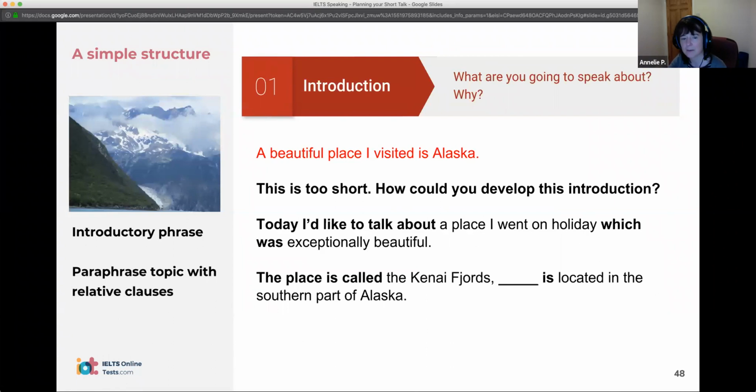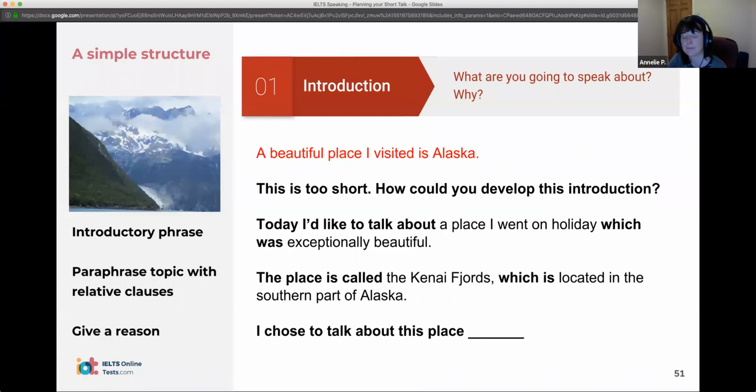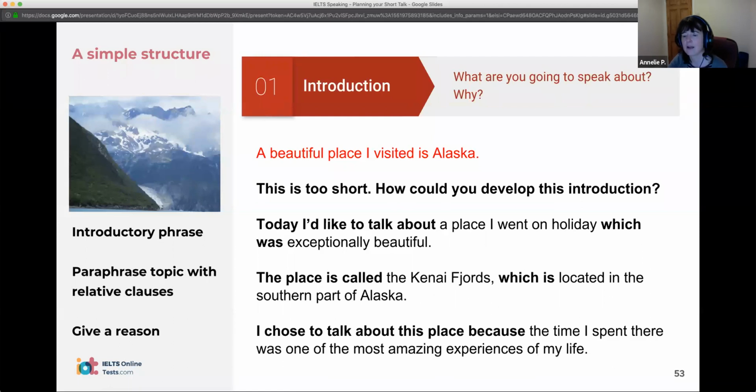A bit more information about the place, called Kenai Fjords, which is located in the southern part. Remember, we're carrying on the same sentence, so we need which rather than it. And then the why. I chose to talk about this place because it was one of the most amazing experiences of my life. So already, this is just the introduction, and we've got quite a lot of information there.